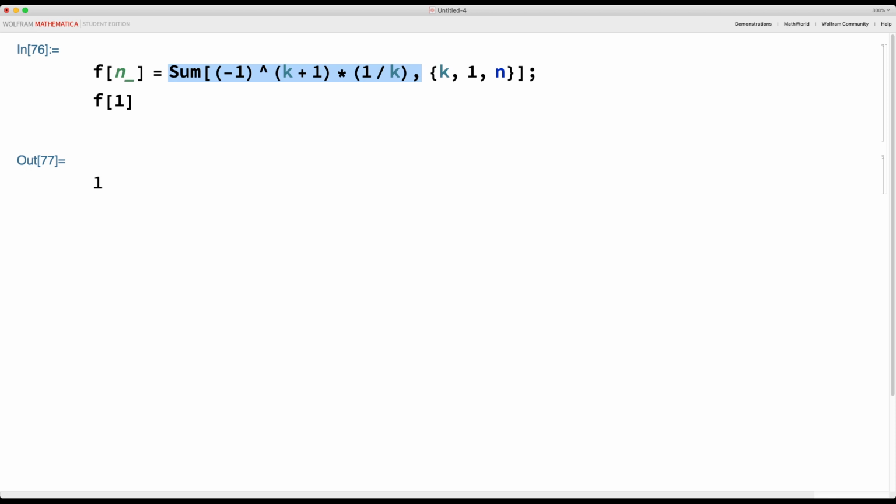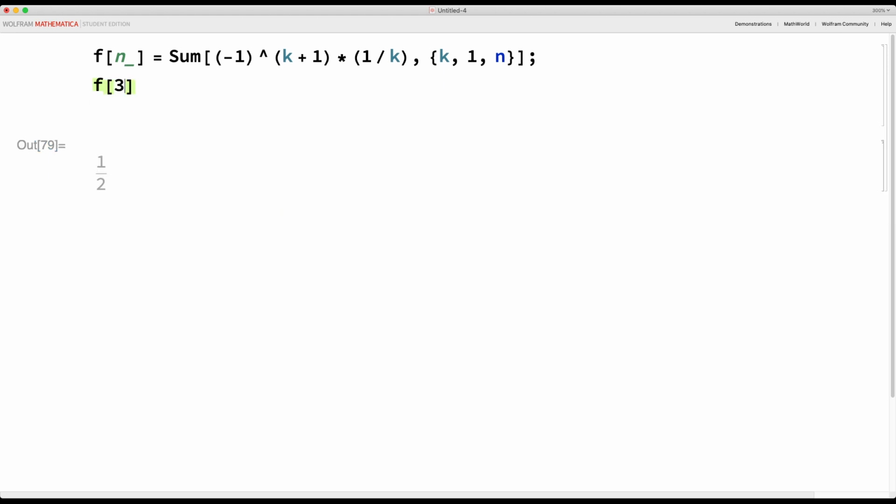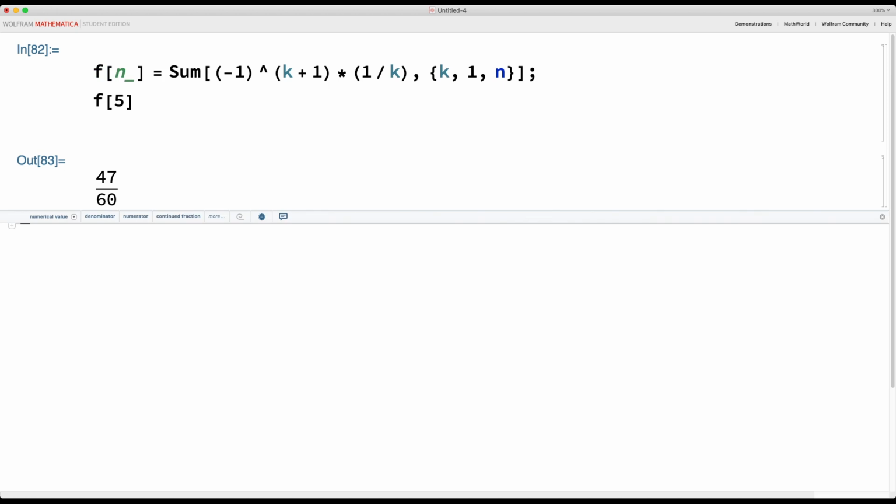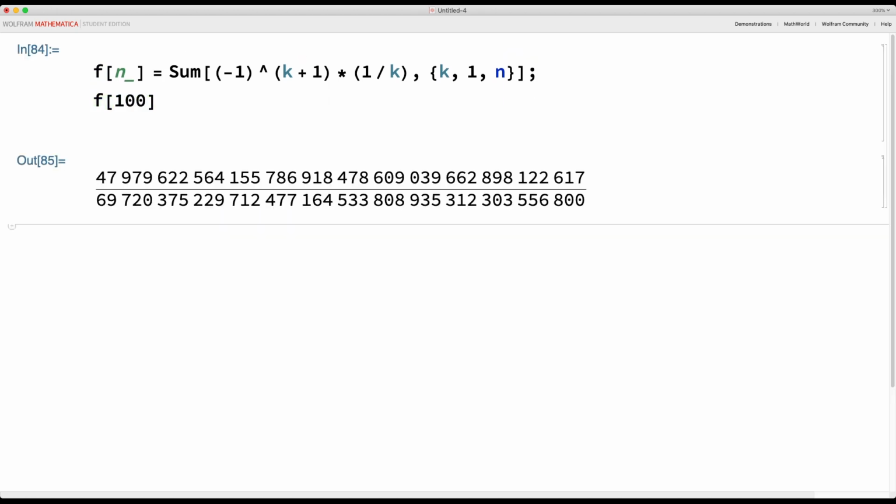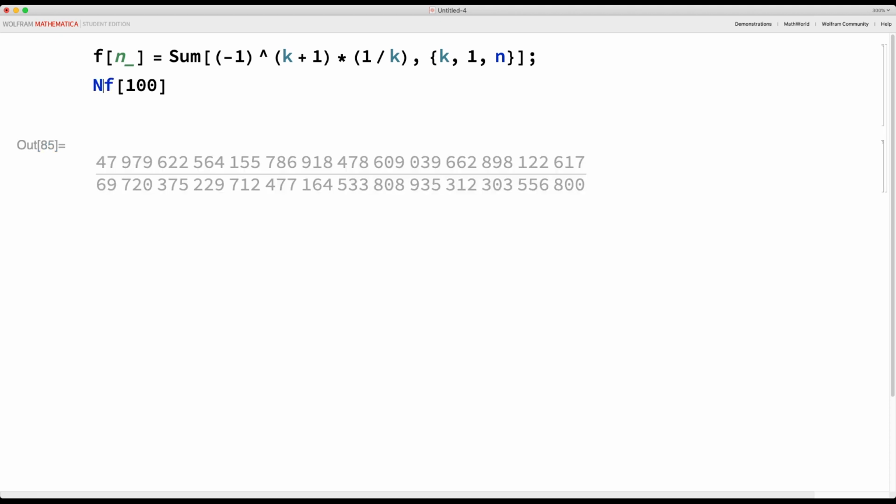The reason I wanted to do that is let's see what happens if I do f of whatever for large values. f of 2 is a half, f of 3 is 5/6, then 47/60. I don't know what that number is, but let me actually just do this.